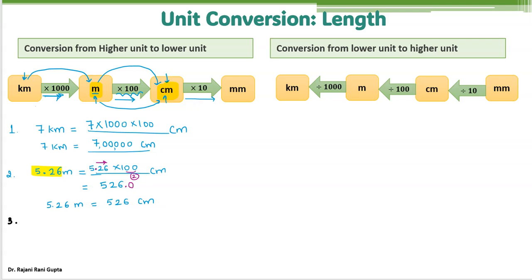Let's take another example to make it more clear. Say 3.675. We want to know 3.675 kilometers is equivalent to how many millimeters?